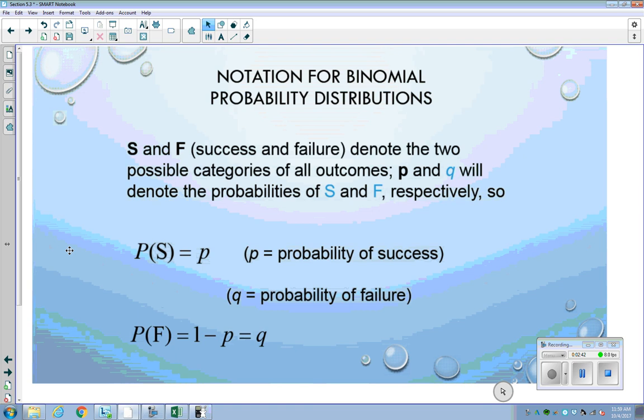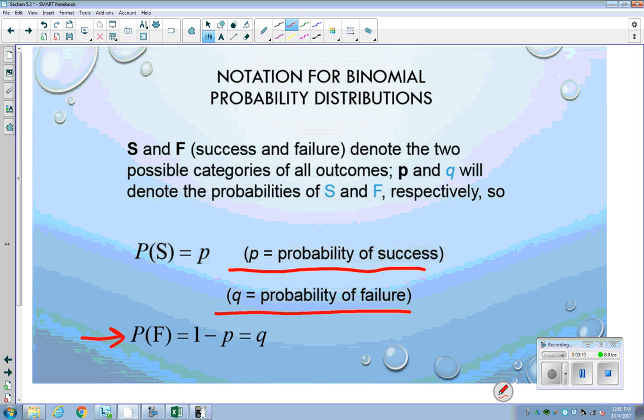So here's some notation. We use S and F a lot, or P and Q. 2 possible categories of outcomes. P is the probability of success. Well, the opposite, Q, becomes the probability of failure. So in the die, one would be the evens and one would be the odds. Okay?